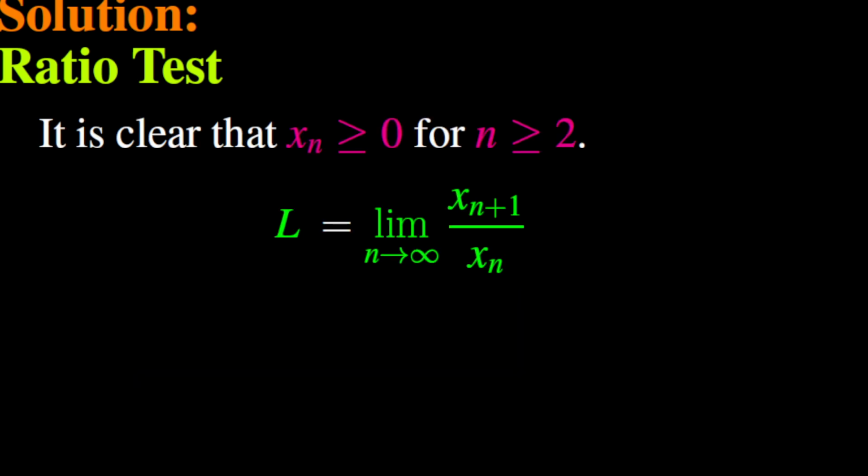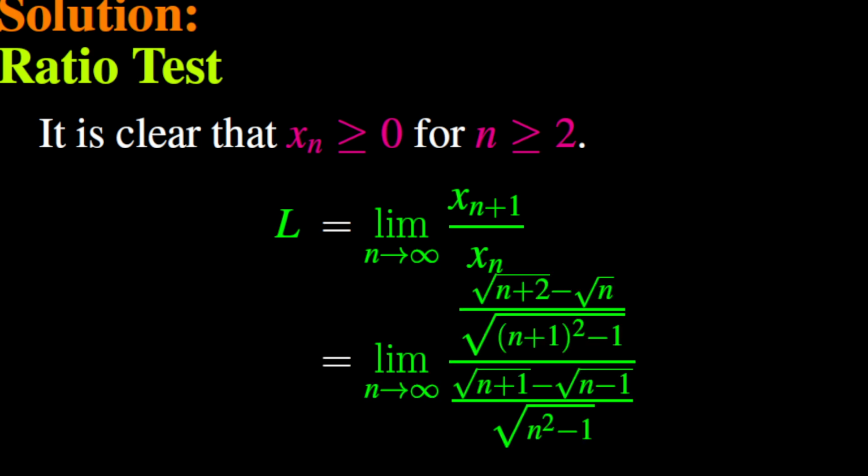One of the main tests we use when studying series is the ratio test. So we will start by applying the ratio test to the series. We define L as the limit when n goes to infinity of the fraction xn plus 1 divided by xn. Thus, L is the limit as n goes to infinity of the fraction with the numerator, the square root of n plus 2, minus the square root of n, divided by the square root of n plus 1 squared minus 1, and denominator, the square root of n plus 1, minus the square root of n minus 1, divided by the square root of n squared minus 1.